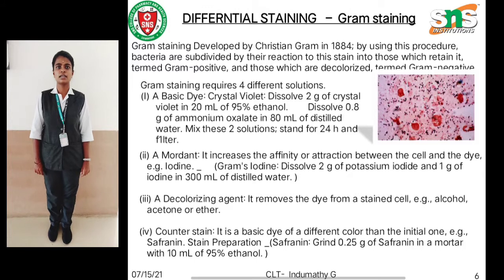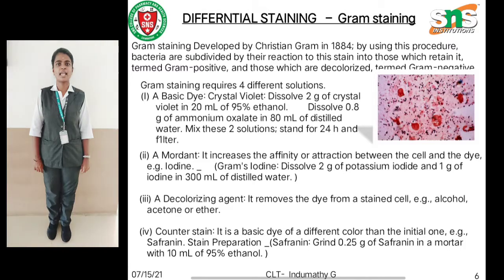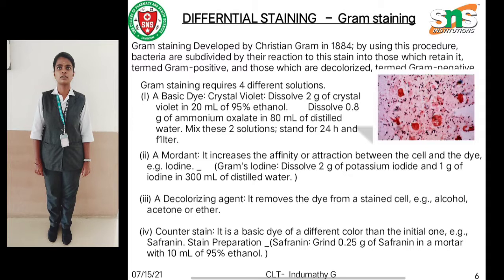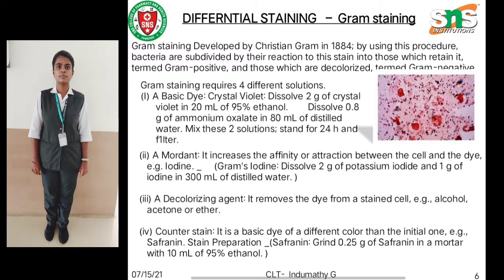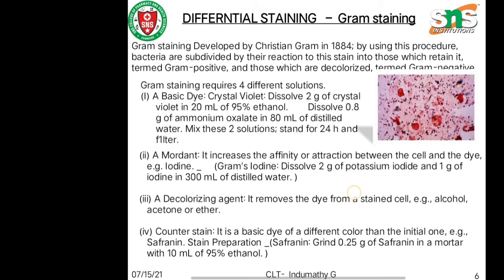Gram staining was developed by Christian Gram in 1884. By using this procedure, bacteria are divided into different types based on their reactions to the stain. Gram staining requires 4 different solutions. The first one is a basic dye, that is crystal violet. Second, mordant. It increases the affinity or attraction between the cell and the dye. And a decolorizer, which removes the dye from the stained cell. The last is counter stain. It is a basic dye of a different color than the primary one.